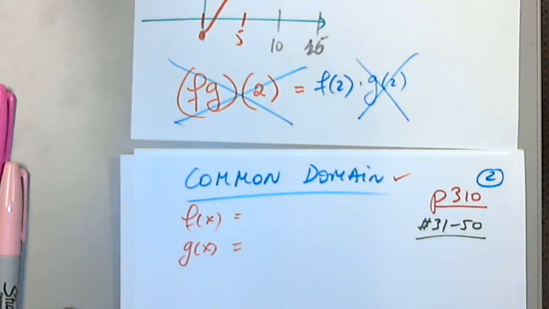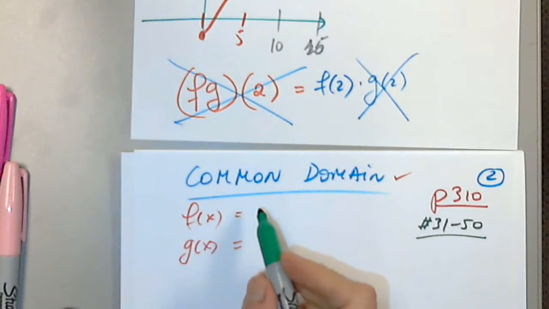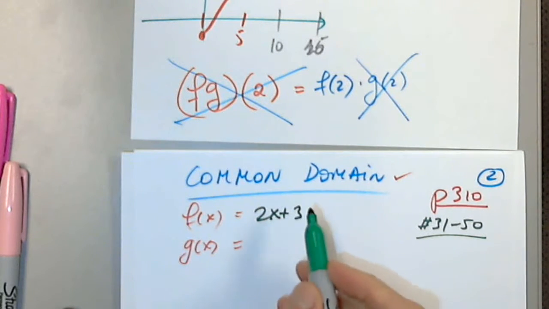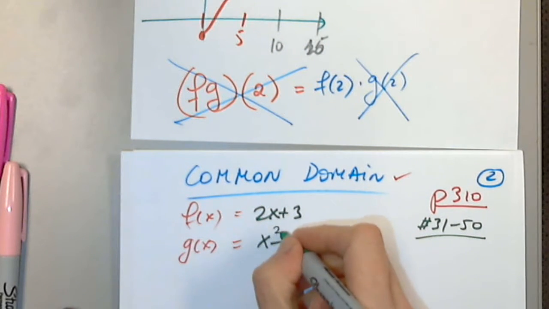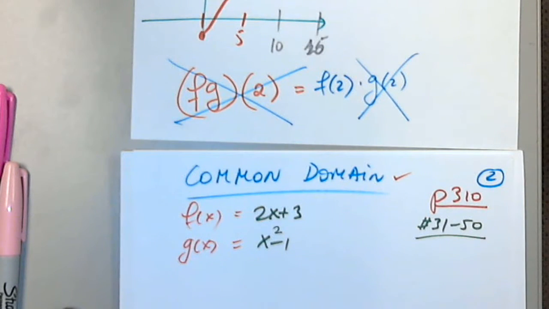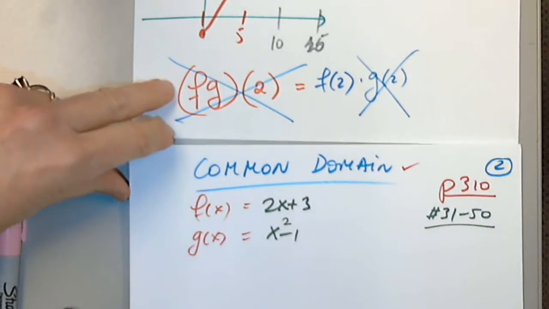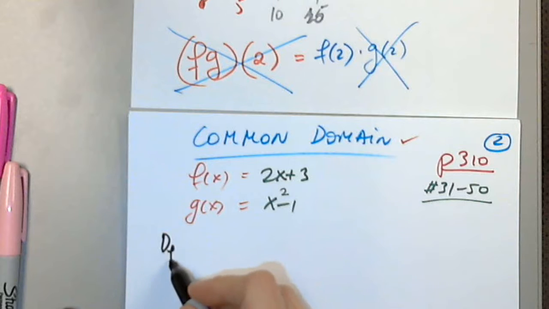31. Very good. So we have f of x, which is 2x plus 3, and we have g of x, which is x minus 1. I'm going to beef it up a little bit. For example, I'm going to put a squared in there, because these are just two linear functions, and there is nothing really. Good.